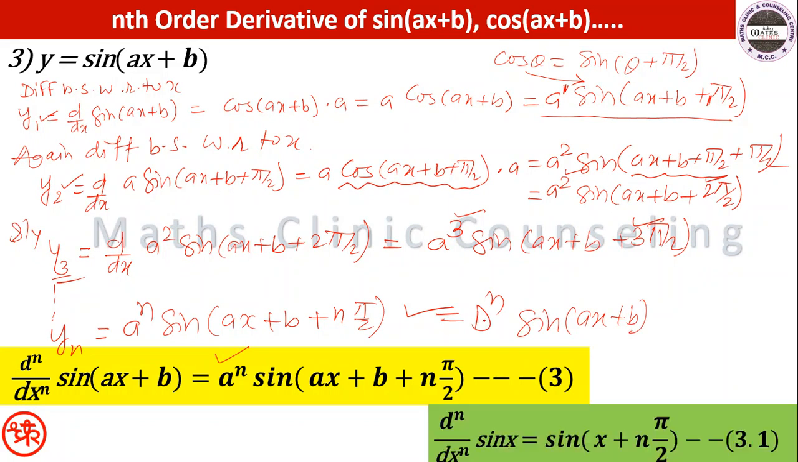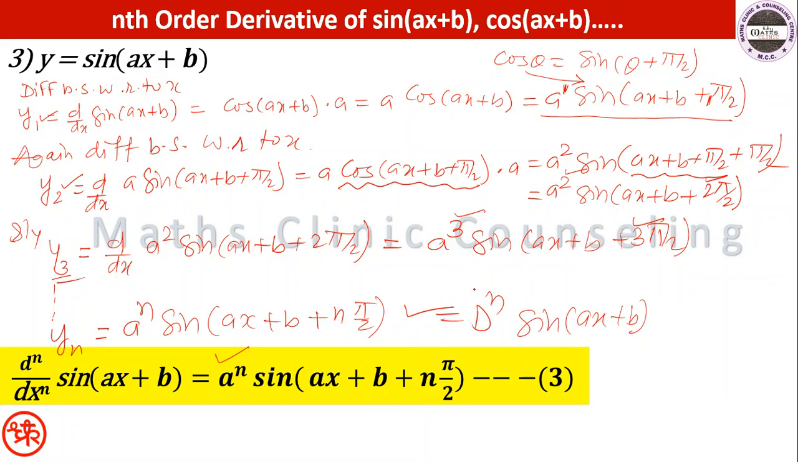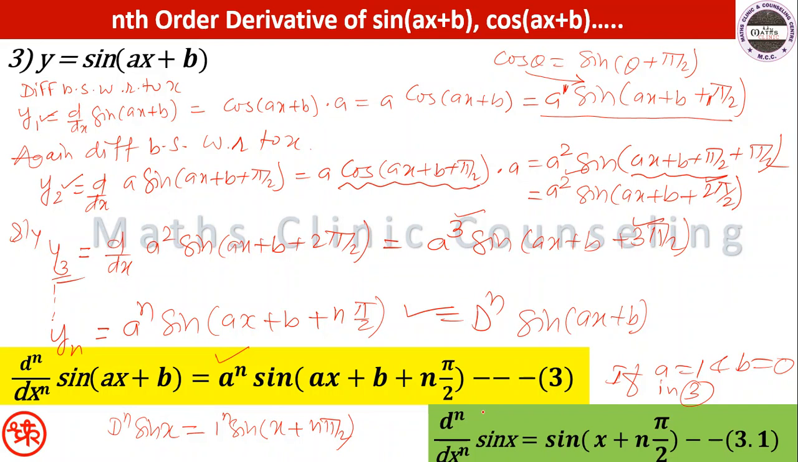Now look here. If we put a is equal to 1 and b is equal to 0 in this, what will you get? You will get d^n/dx^n of sin x is equal to 1 to the power n sin(x plus n pi by 2), where a is 1 and b is 0. So we have this formula: the nth derivative of sin x is equal to sin(x plus n pi by 2), because 1 to the power n is 1. Is that clear?